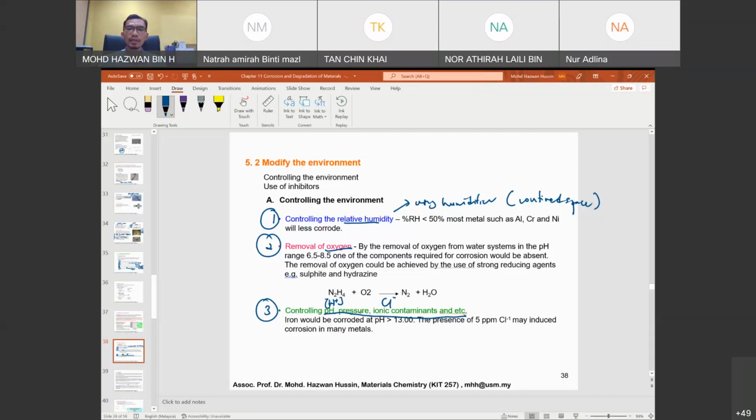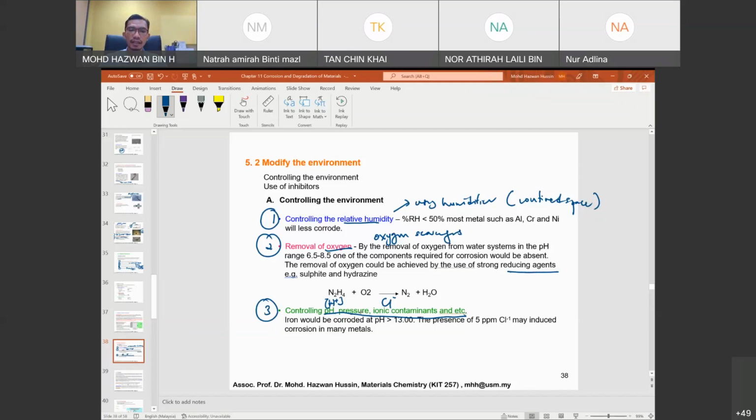Second one, by removal of oxygen. Removal of oxygen can be done by putting in an oxygen scavenger. Oxygen scavengers are almost the same as corrosion inhibitors. What happens is that by removing the oxygen from a water system in the pH range 6 to 8, one of the components required for corrosion will be absent. The removal of oxygen can be achieved by using a strong reducing agent, such as sulfide or hydrazine.